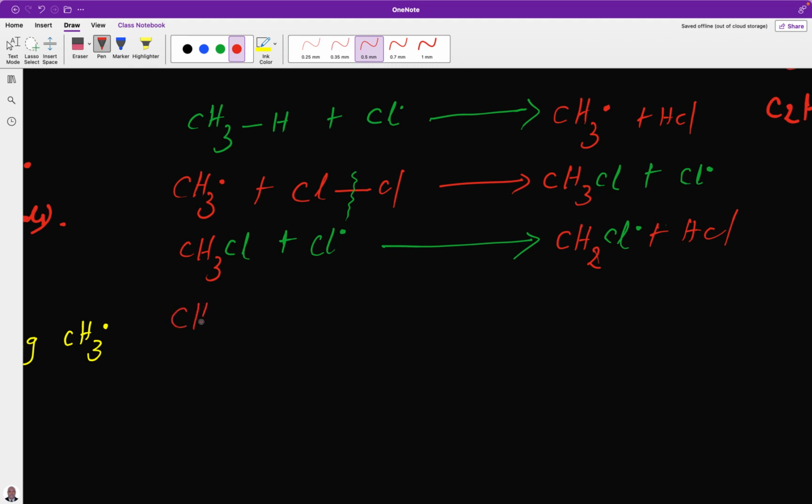CH2Cl. It is very, very unstable. That is why it must react. CH2Cl plus a chlorine molecule.